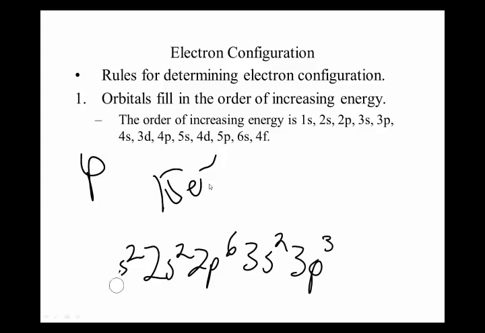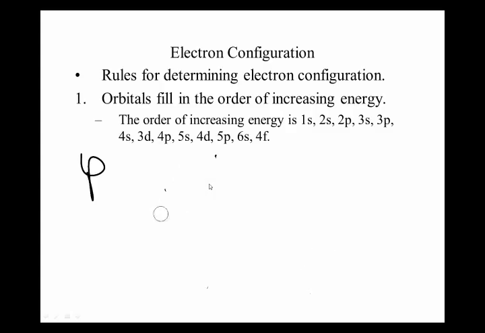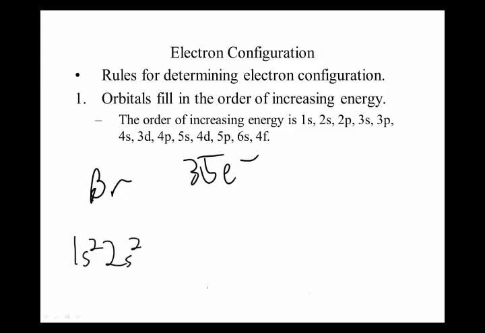Let's try one that's a little more advanced. Let's do bromine. How many electrons does bromine have? It has 35. All right, so 1s2, 2s2. That's 4 of them. I've got 31 left. 2p6, that's 10 of them. We've got 25 left. 3s2, 3p6. Well, now if you look at the order, I have to go to 4s2 next. So 4s2. Let's take stock of how many we got.